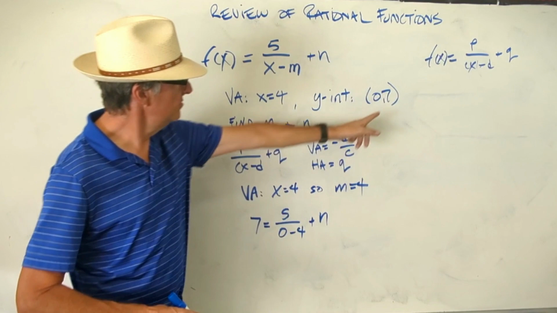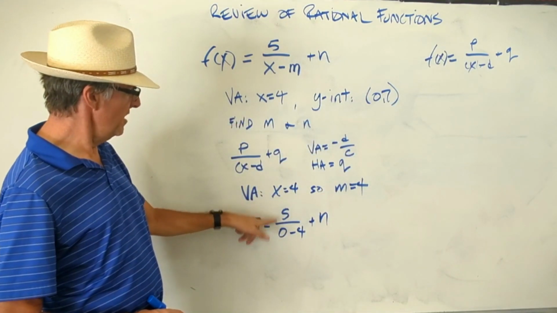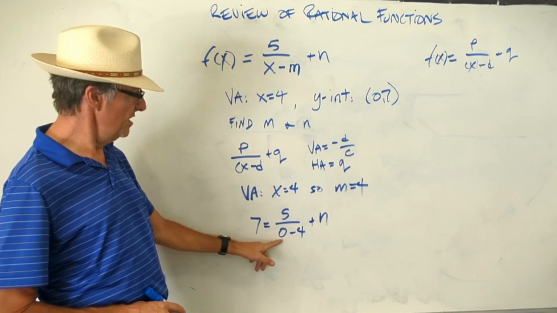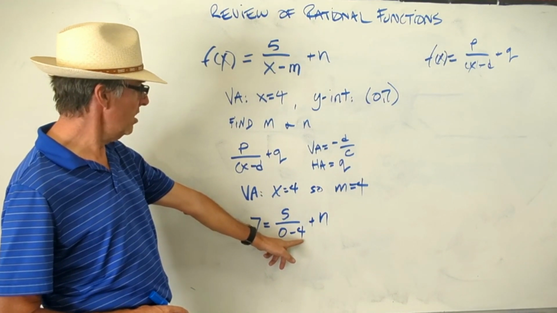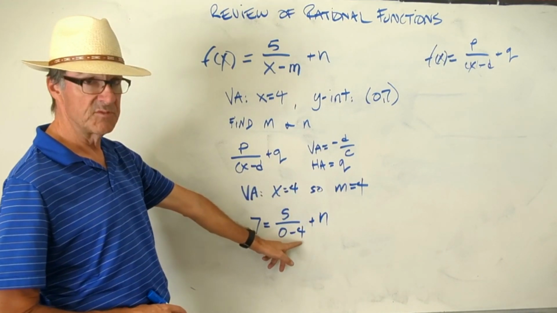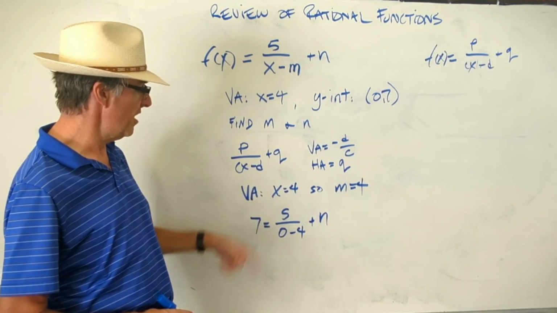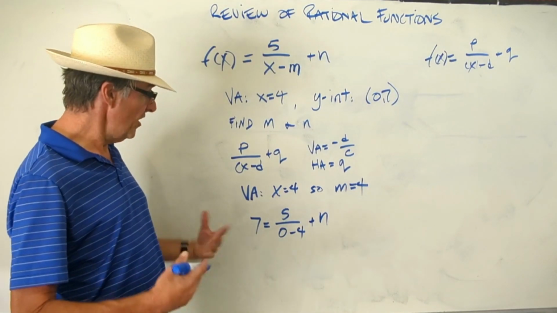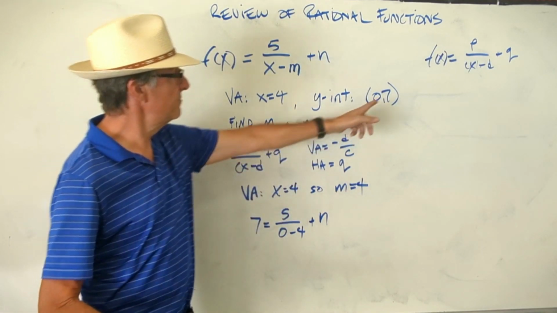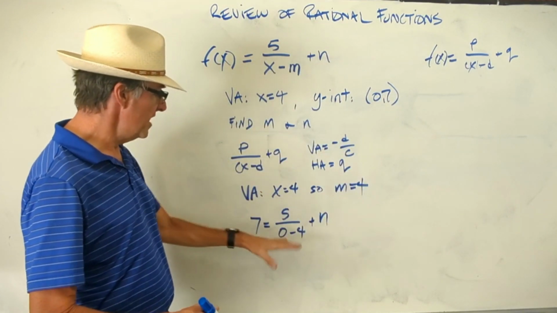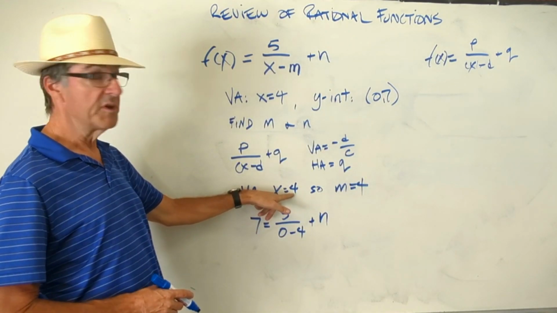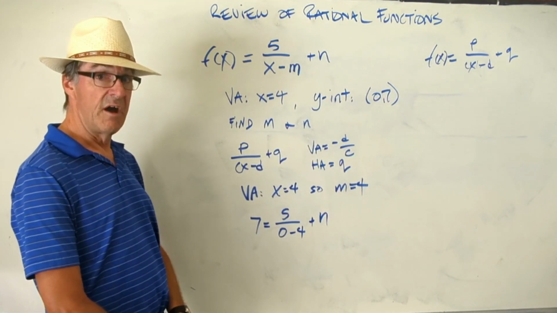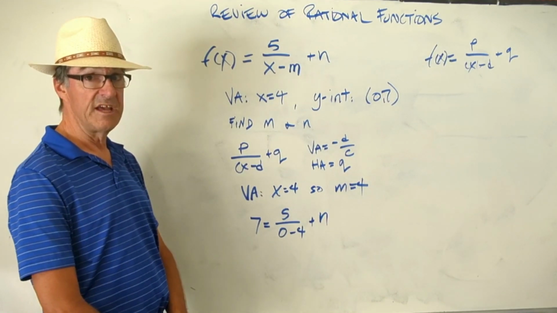So the y value, y, is going to be plugging 0 in for x, and then we've got our minus 4 from our asymptote. Our asymptote's at 4, so this minus 4, and we've got our 5 over there. So all I did is a plug-in step with my 7 and my 0 into my equation with the 4 that we got for our m value. So now pause the video and solve that and find n.